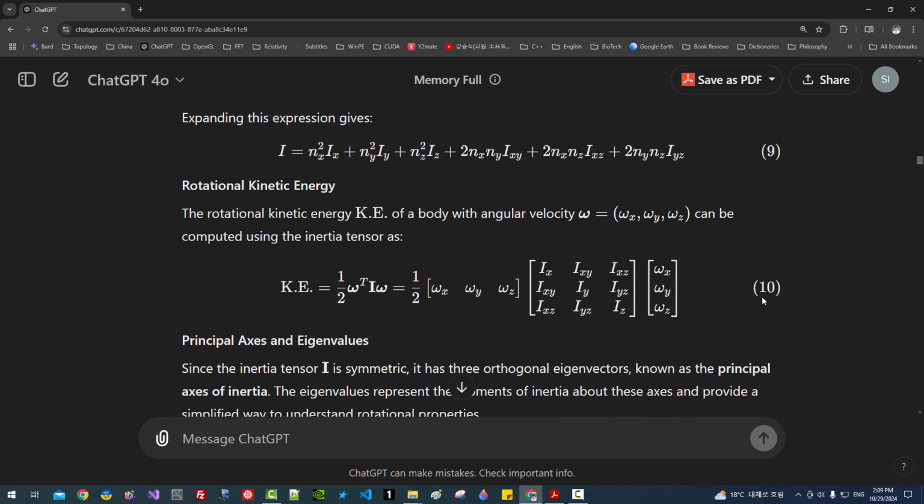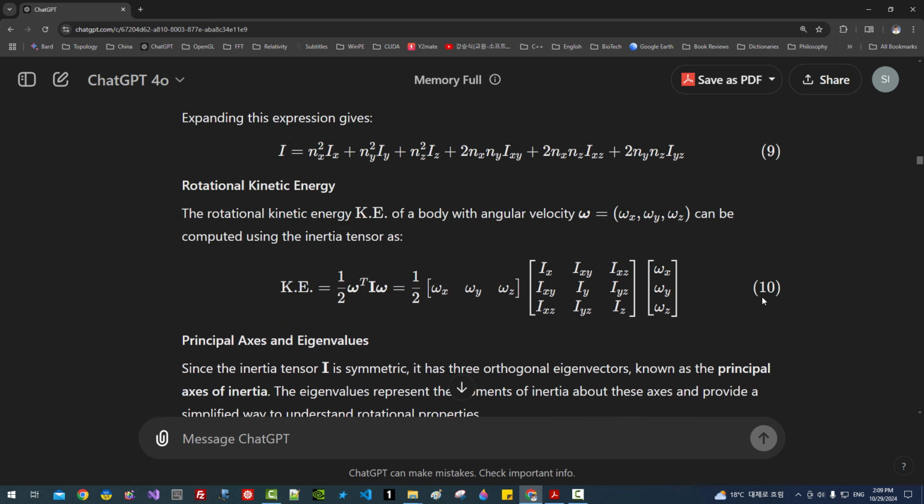Goal: deriving the effective moment of inertia about an arbitrary axis. Suppose we want to find the moment of inertia, I, of a rigid body about an arbitrary axis, given by the unit vector n equals (nx, ny, nz), in terms of the moments of inertia about the principal axes, Ix, Iy, Iz, and the products of inertia, Ixy, Ixz, Iyz.